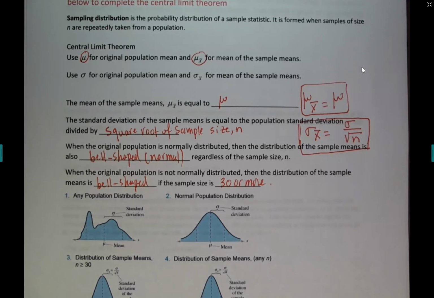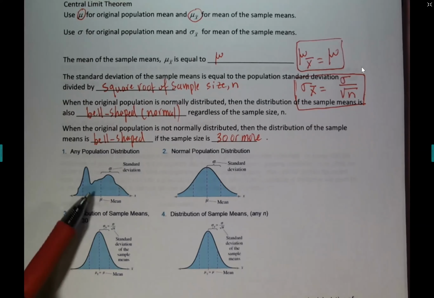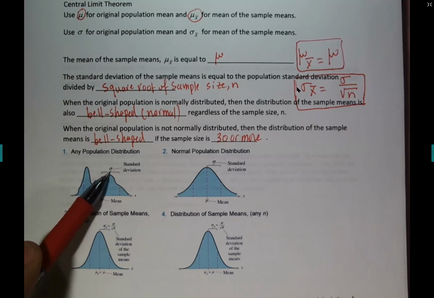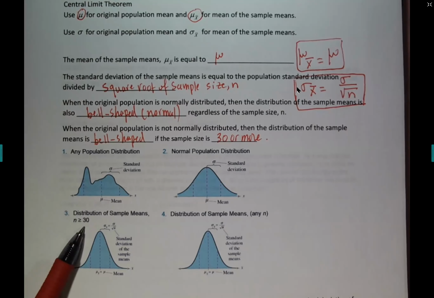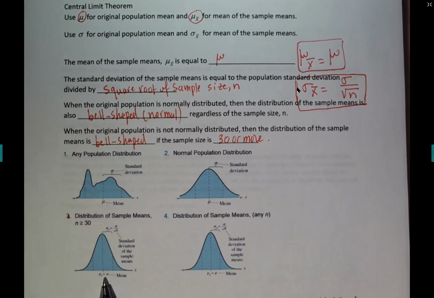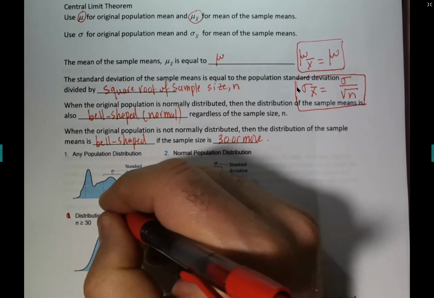So watch here, guys. This is a population. It's not bell-shaped. You can see it's an arbitrary population. It's not skewed to the right. It's not skewed to the left. It's just a population. It has a mean and it has a standard deviation. If I pick samples of size 30 or more, look, the sample means distribution will be bell-shaped with the mean equals the mean, and the standard deviation will be sigma divided by square root of n. So that leads to this.